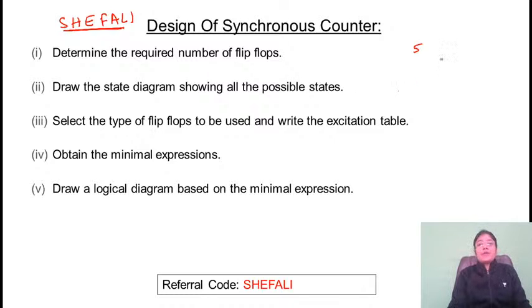Okay. So if the number of states is 5, how many flip-flops are required? But I am asking about the number of states, not about the number of flip-flops. If you want to represent 5 states, with how many bits can you represent them? Basically, one flip-flop is storing 1 bit. So if you want to represent 5 combinations, 5 states, how many bits are required? How many flip-flops are required?